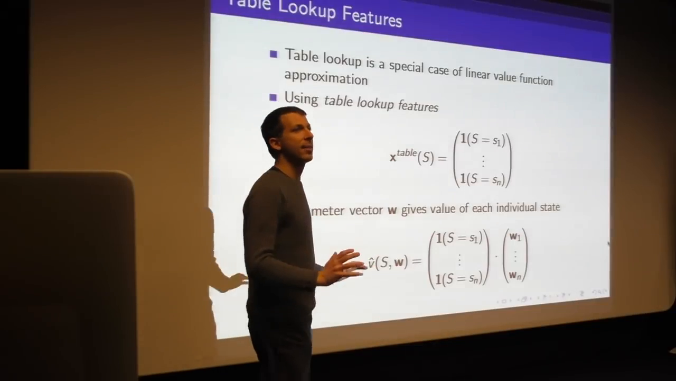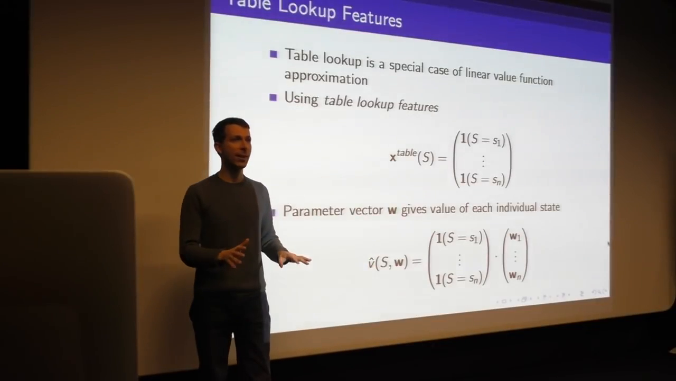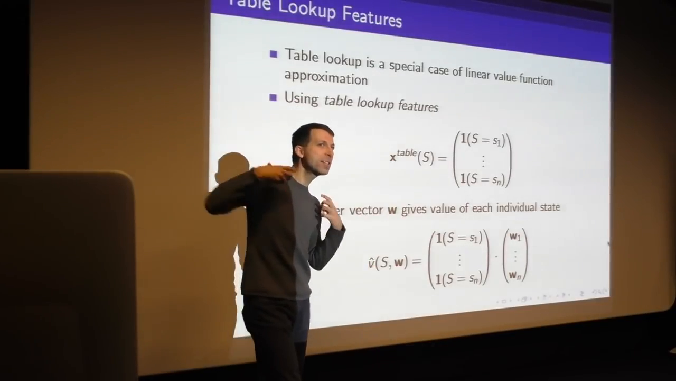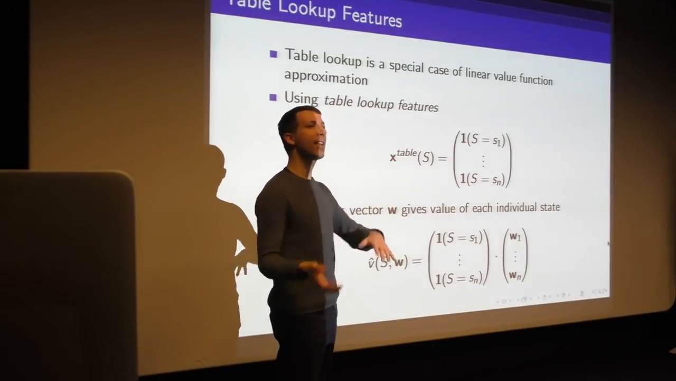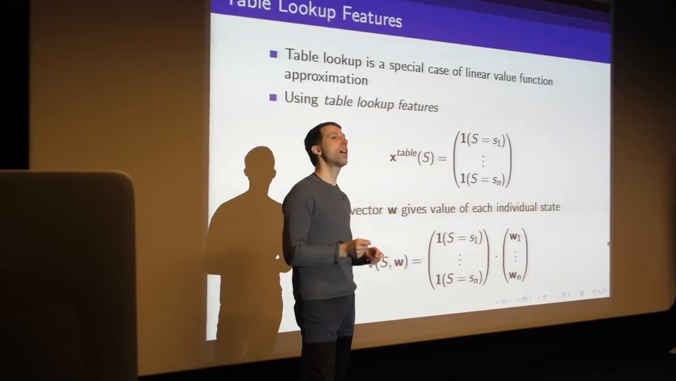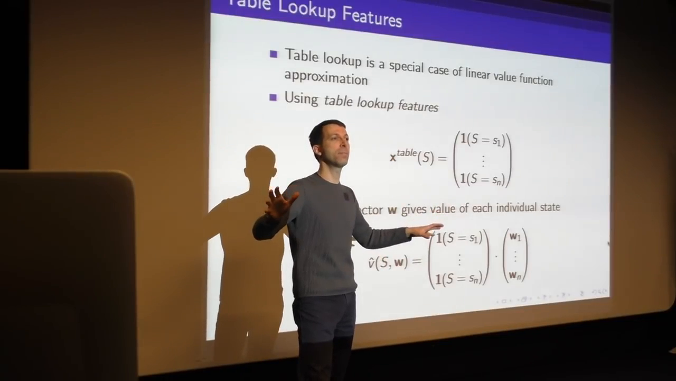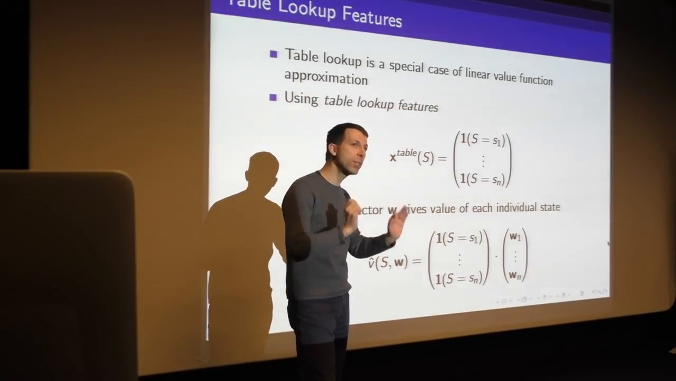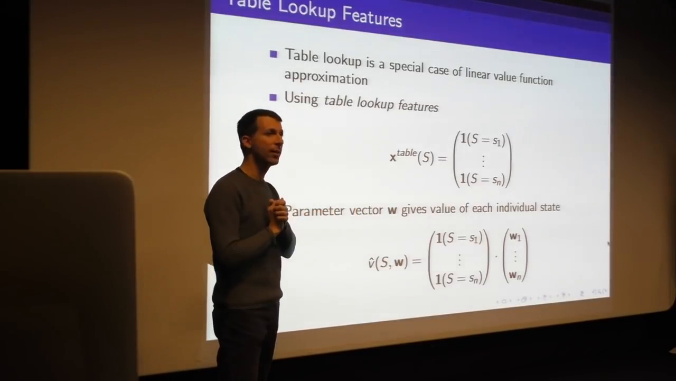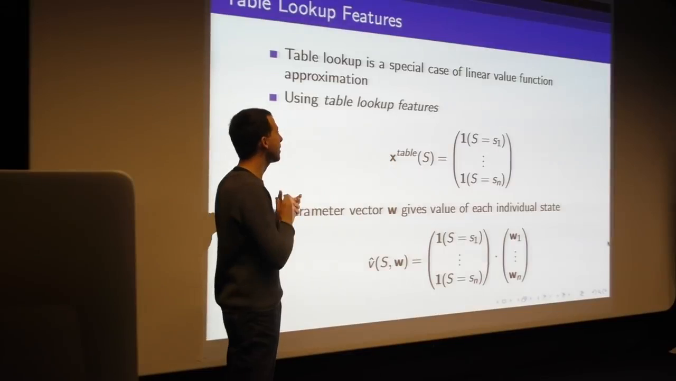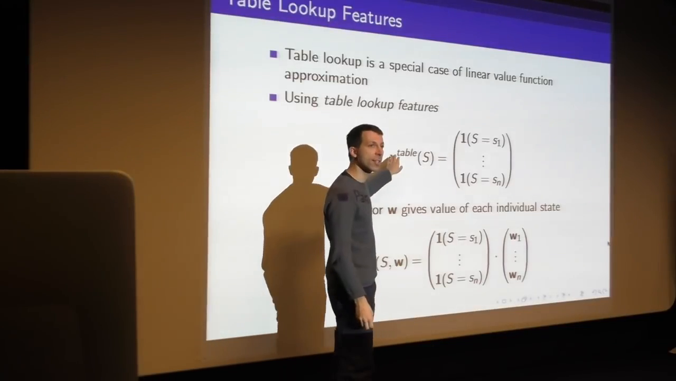I want to connect what we've just talked about with the previous classes. So I really don't want you to have the feeling that, oh, now we're talking about value function approximation, and in the last class we were talking about table lookup, and these are two totally different classes of algorithm. They're the same. Right? Table lookup is a special case of linear function approximation, and we can see that by basically defining some special features.